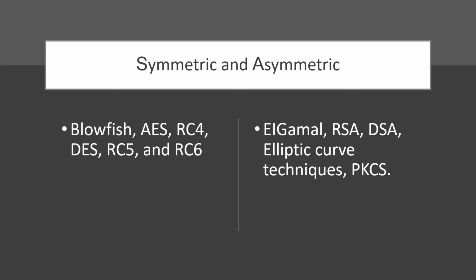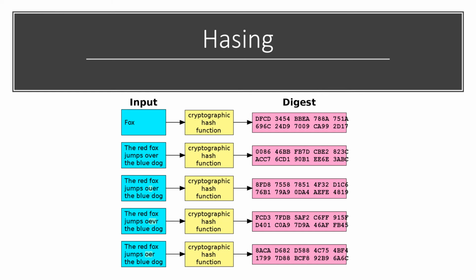And yeah, let's move to hashing. Hashing is a mathematical function that transforms text into some digit code. With this example, you can see that Fox is encrypted into a bunch of hash code. These they are very different from each other.